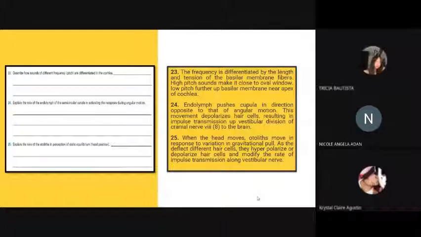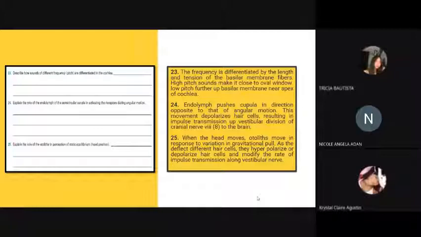Describe how sounds of different frequency or pitch are differentiated in the cochlea. The frequency is differentiated by the strength and tension of the basilar membrane fibers. High-pitched sound stimulates the membrane close to the oval window, while low-pitched sound travels further up the basilar membrane near the apex of the cochlea.